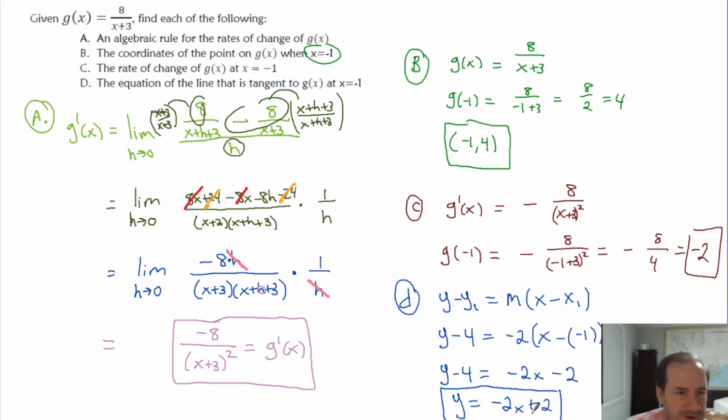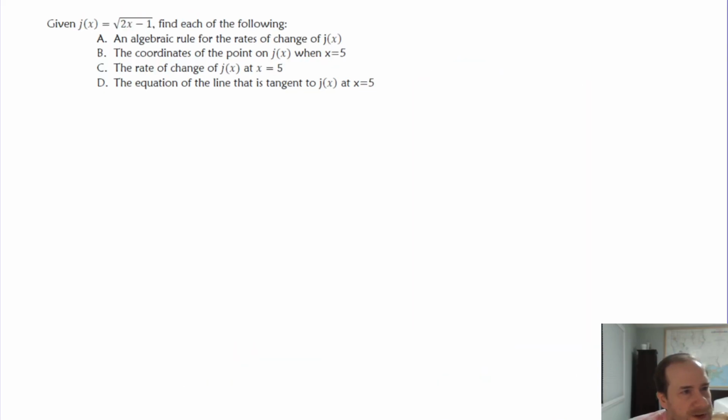And that equation there should be the equation of our tangent line. And that's it for a rational. Any other rational should work pretty similarly to that. Let's do the radical one now, and then we'll be all done.